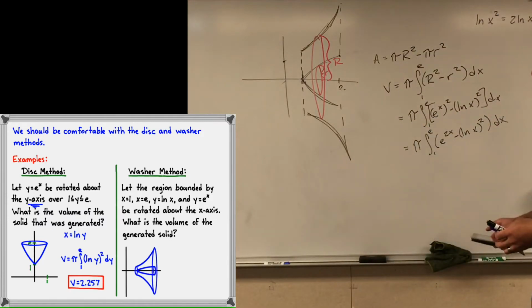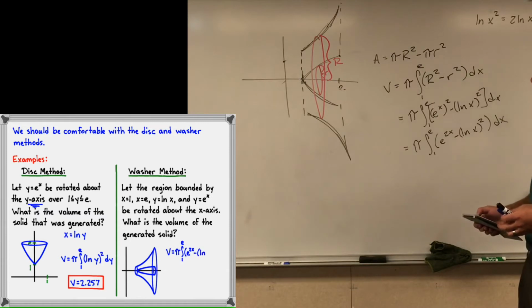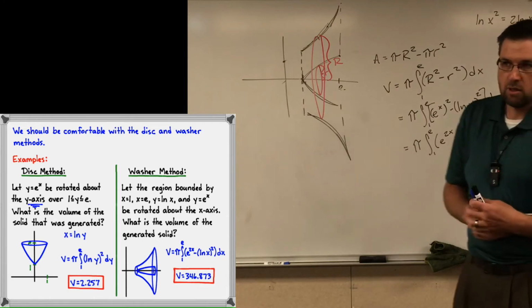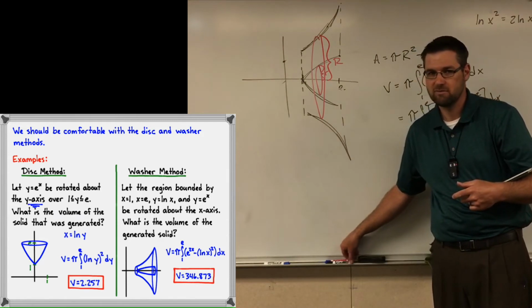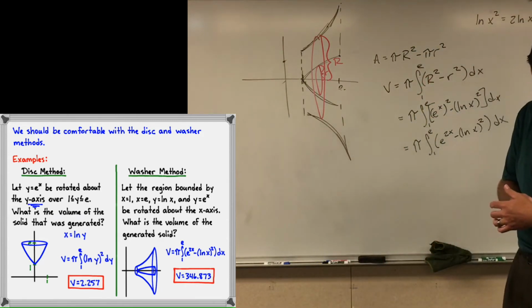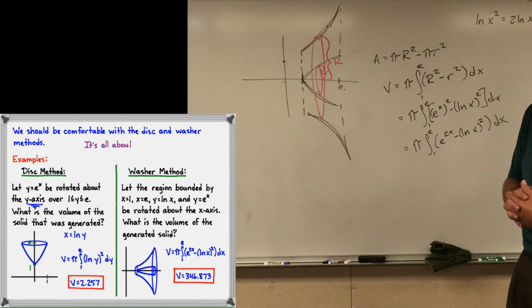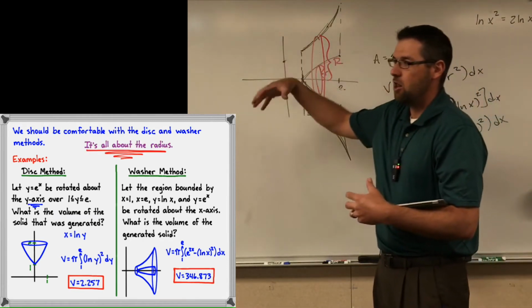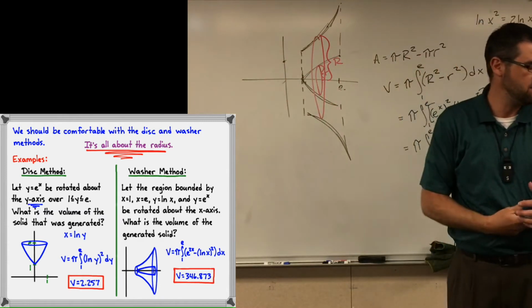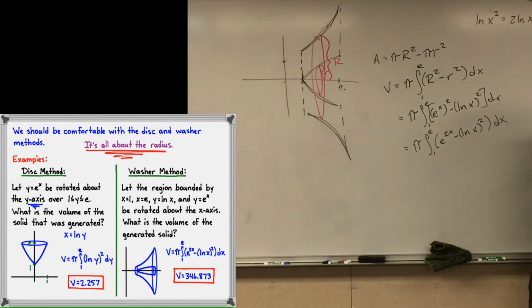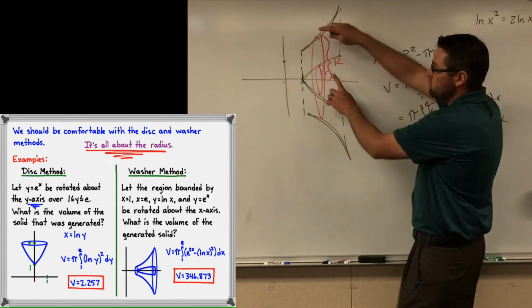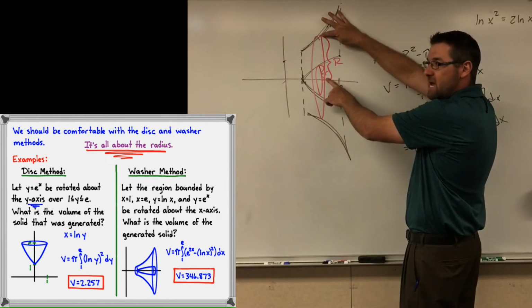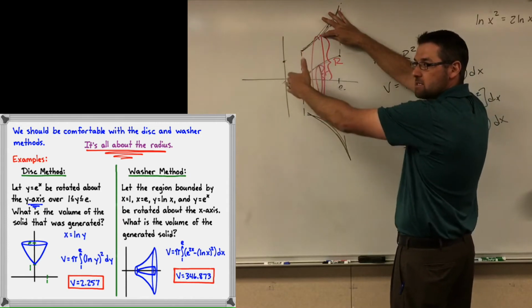There's a better drawing, right? Okay, so all right, are we comfortable with those two concepts? No? All right. The key that I want to point out, though, is it's all about finding out what the radius is. If you can determine the radius, you've got this. The radius in every problem I've given you so far has always been the function's value, right? Because we've always revolved around the x-axis or the y-axis, right?